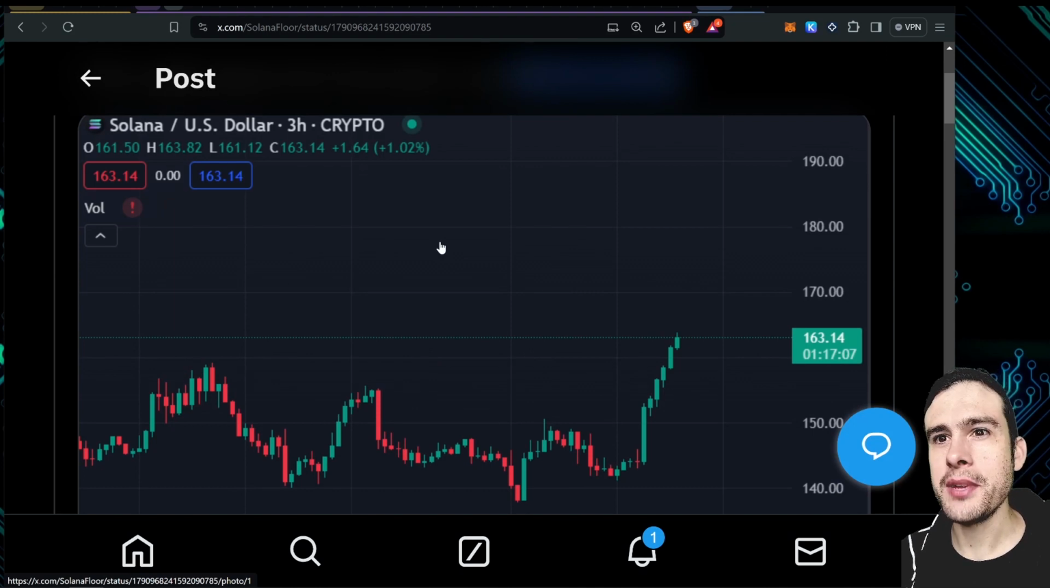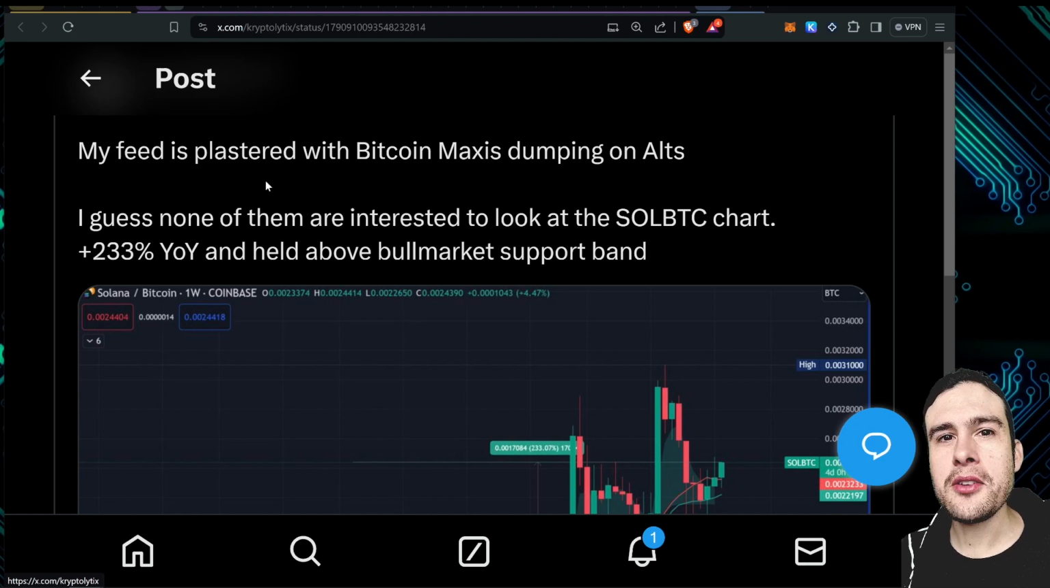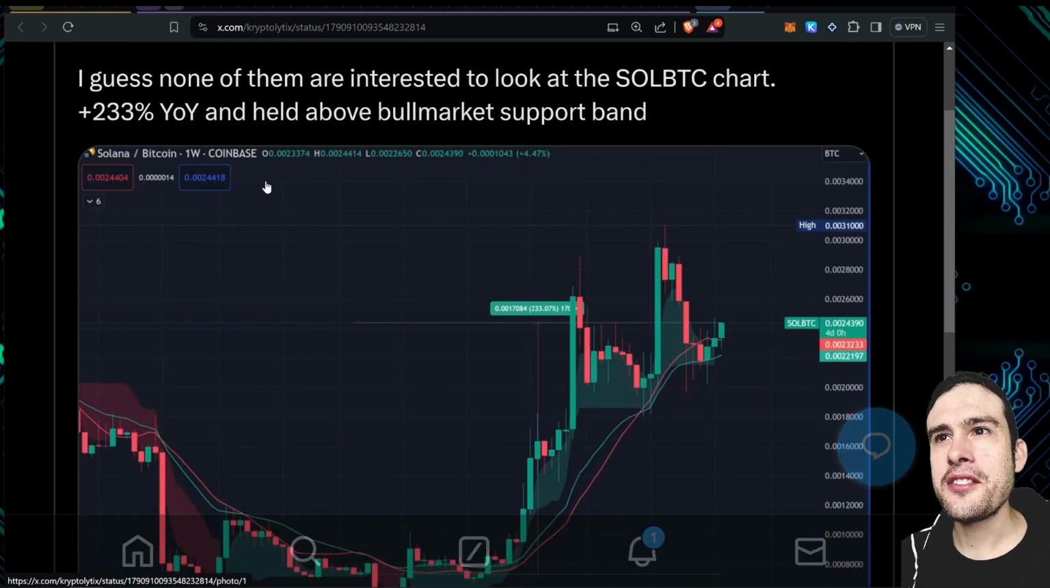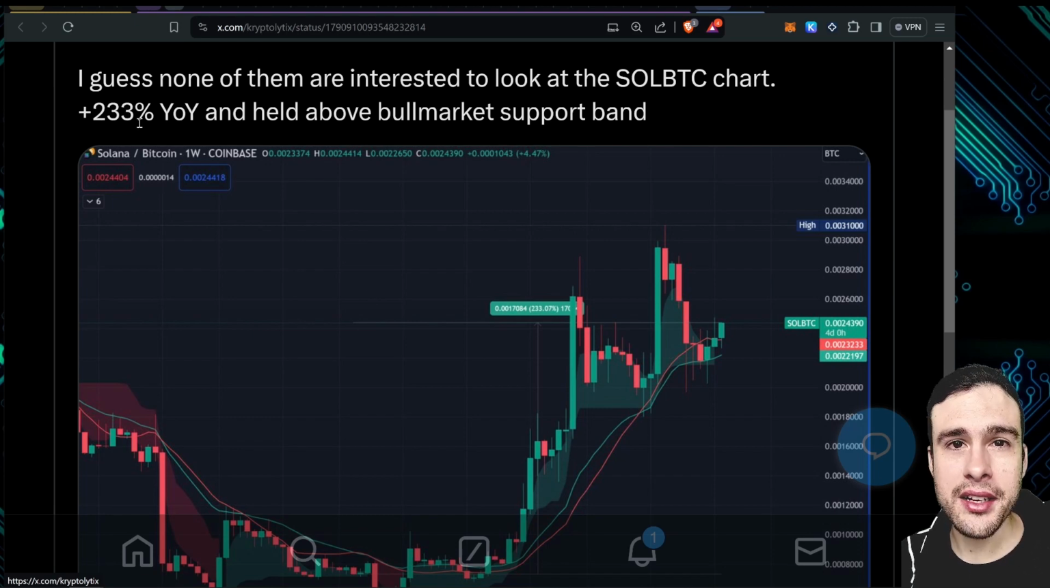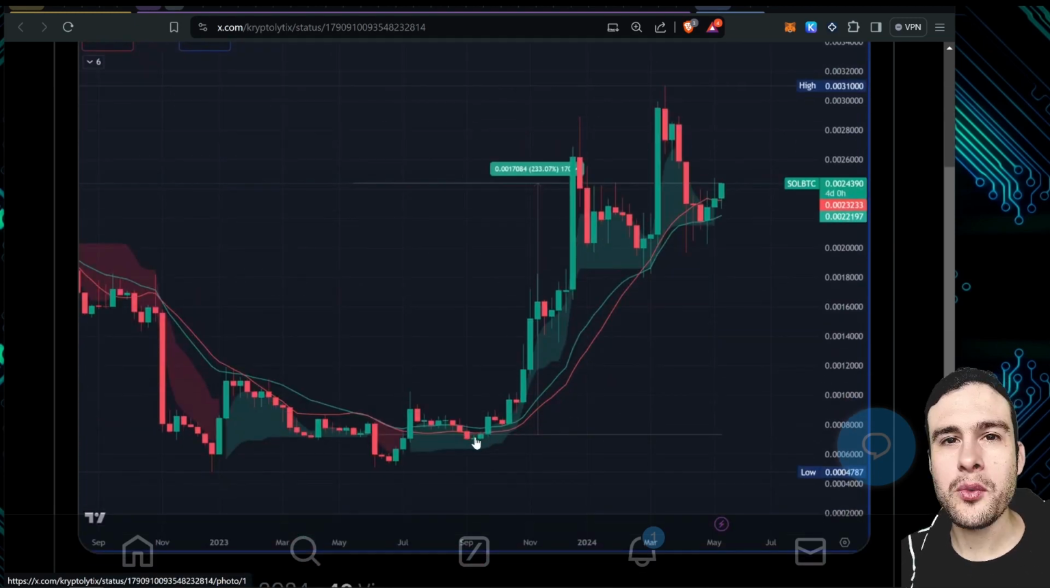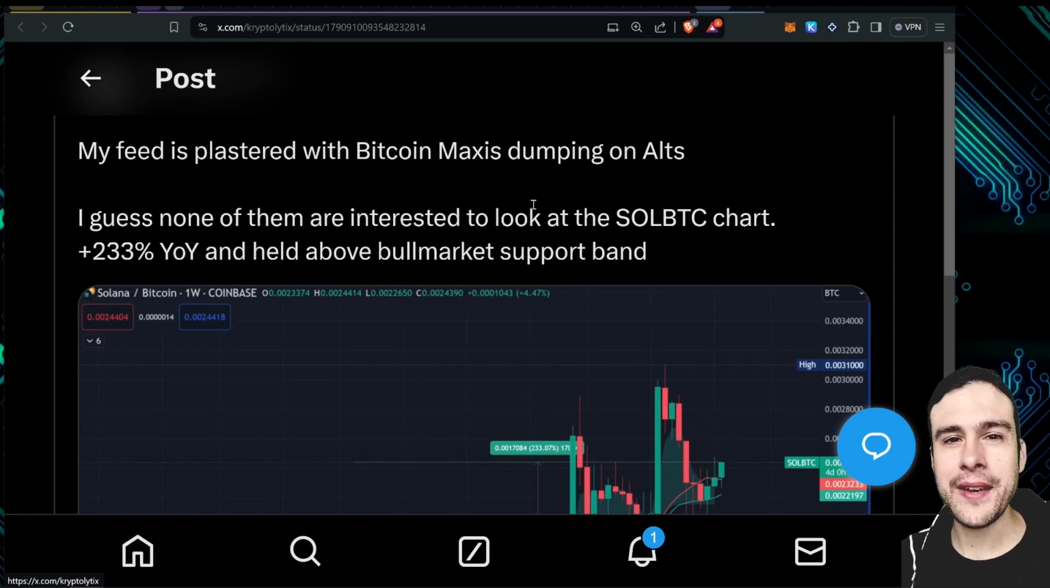If you look at all the on-chain metrics, you can see that Solana is flipping ETH in a lot of cases, and the top 5 chains combined in transactions on-chain and daily active users. I keep seeing on my feed though, it's plastered with Bitcoin maxis dumping on alts, but I guess none of them are interested to look at this SOL BTC chart, which is up 233% year on year, and it's held above the bull market support band ever since, I would say, September, when it went through a little fake out down there, but it broke out in July, mid-year last year, and it's held really nicely. So fade Solana at your own peril is what I say to them.